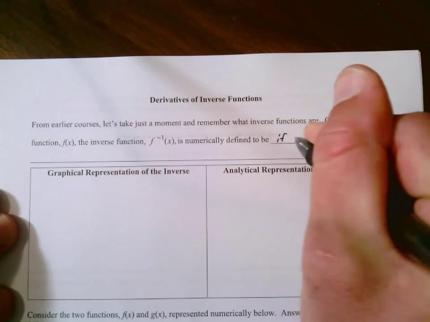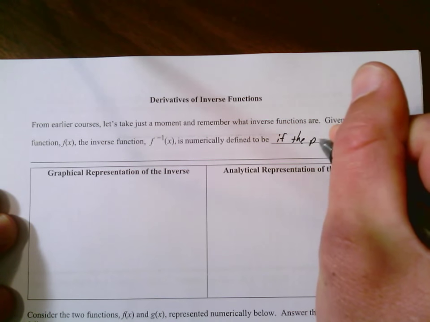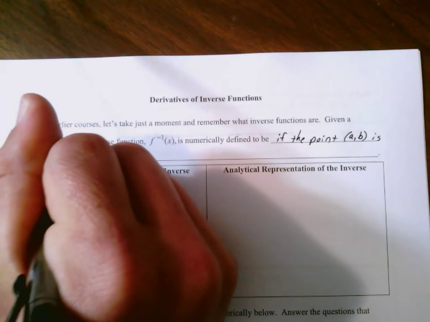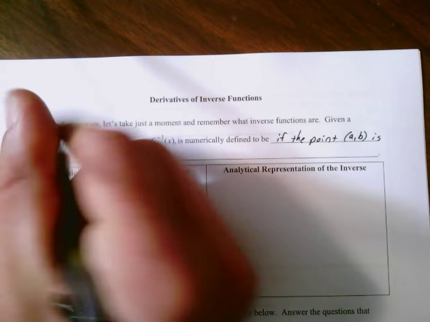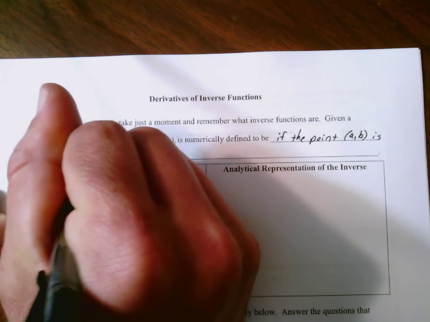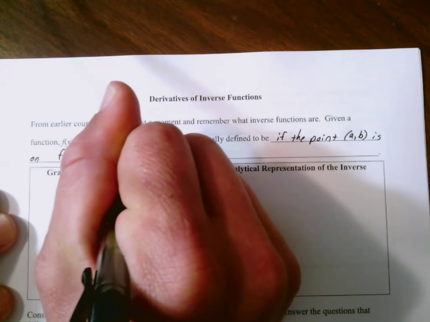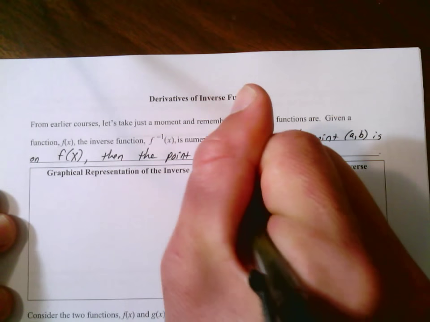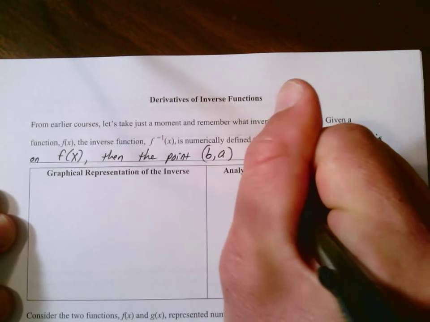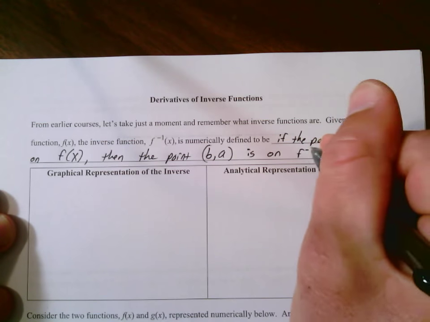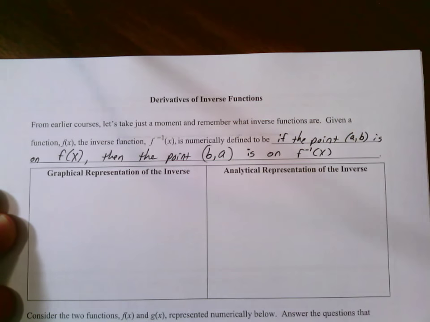if the point (a, b) is on f of x, then the point (b, a) is on f inverse of x.